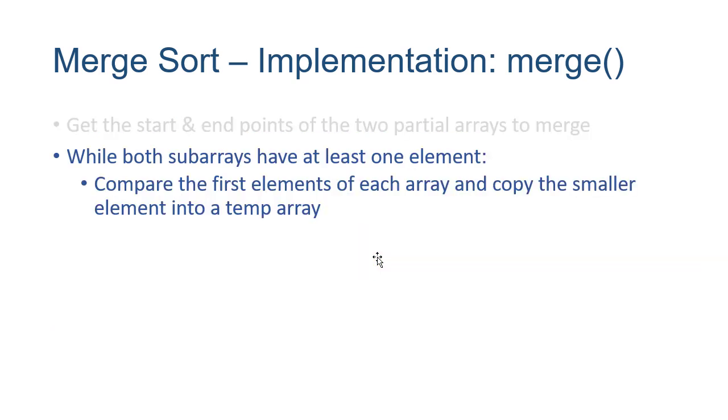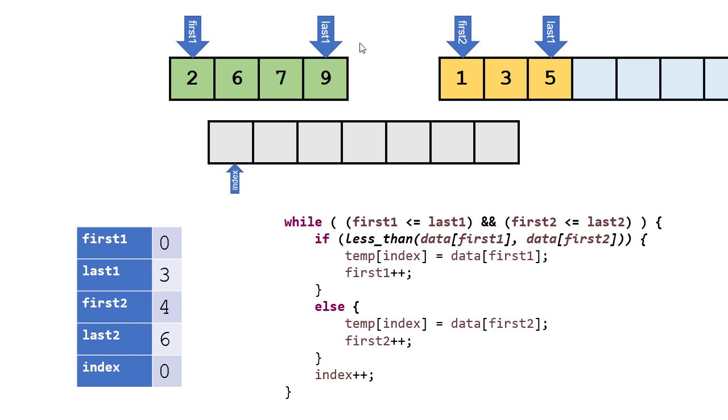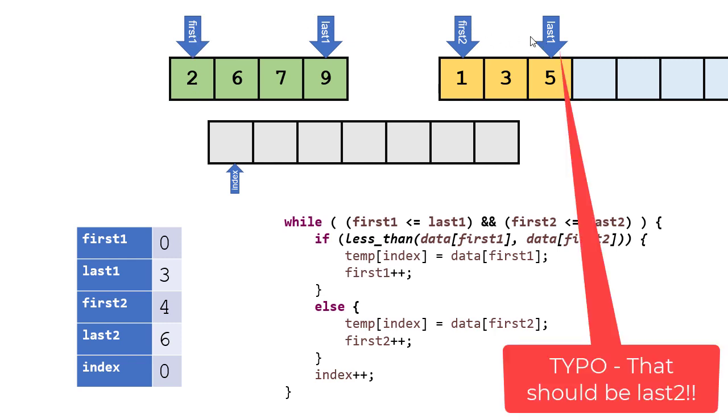And now, while both subarrays have at least one element, and when we say have at least one element, keep in mind that we're talking about the subarray having size 0 at that point. We're not actually emptying out the array at any point. We're going to compare the first element of each array, whatever elements first one and first two are pointing to, and then we're going to copy the smaller of those elements into a temporary array. So here we have our loop, while first one is less than last one and while first two is less than last two. So that's these two indices here and these two indices here.